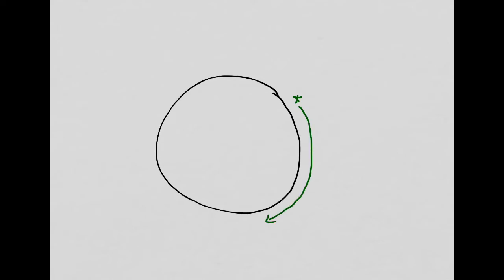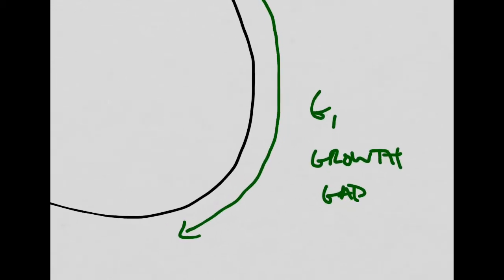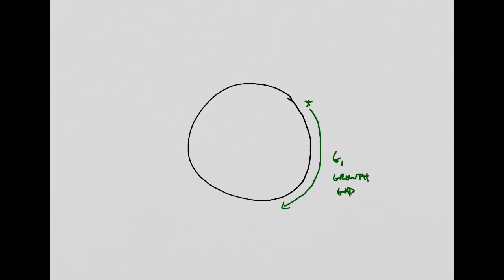So this asterisk here and green line represents the G1 phase. G stands for growth or gap. That looks like a D, but it's a P. You'll hear it called either the growth or the gap phase. You can use either one.